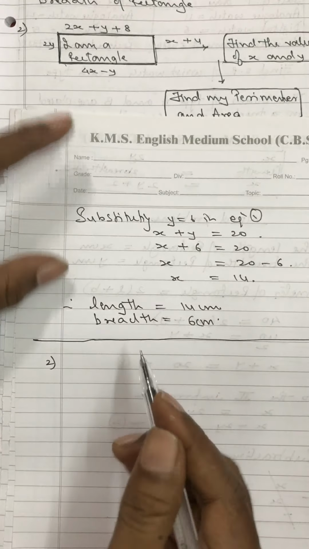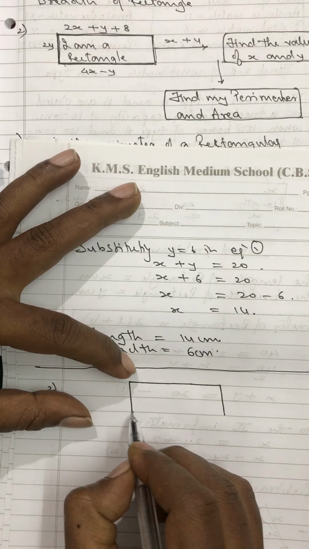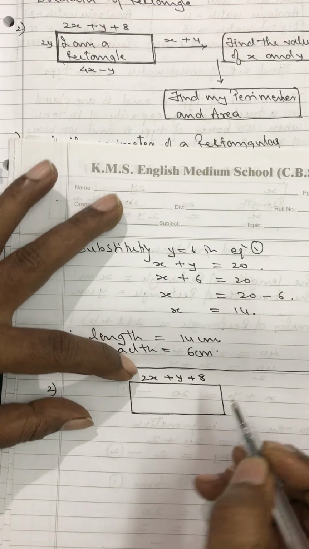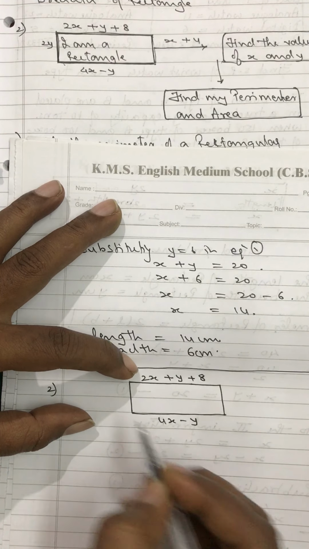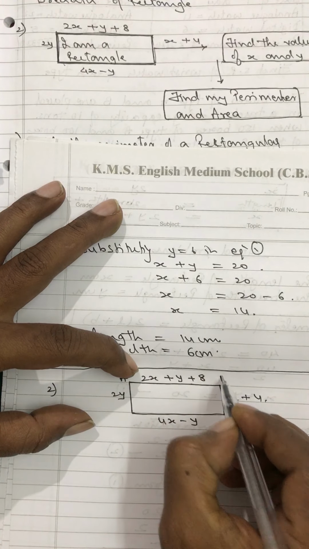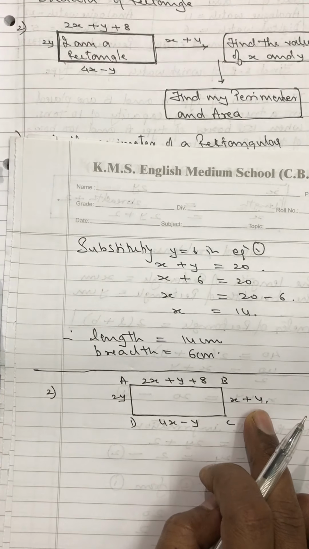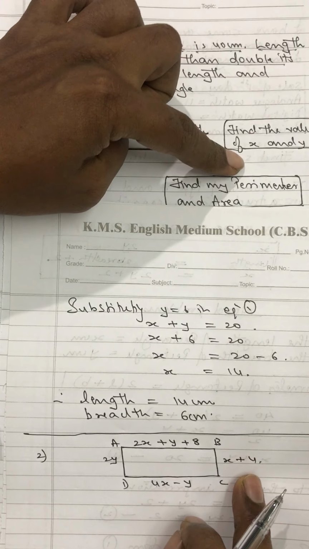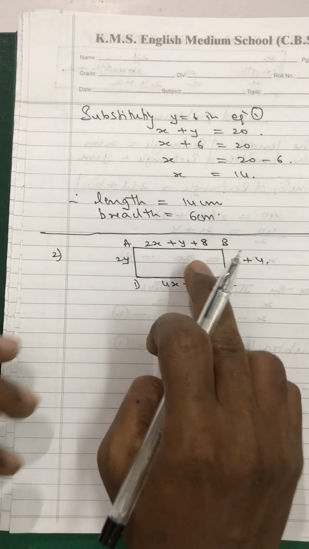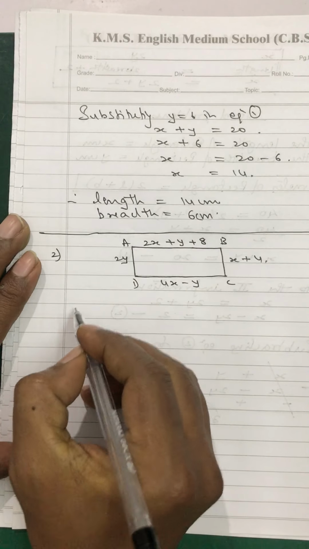So this is the question. This you can label on your own, any label that you feel. Now this is x plus 4, this all is given. Find the values of x and y, they have asked you, and find my perimeter and area both. You have to find the values of x and y, and you also have to find the perimeter and area of ABCD.